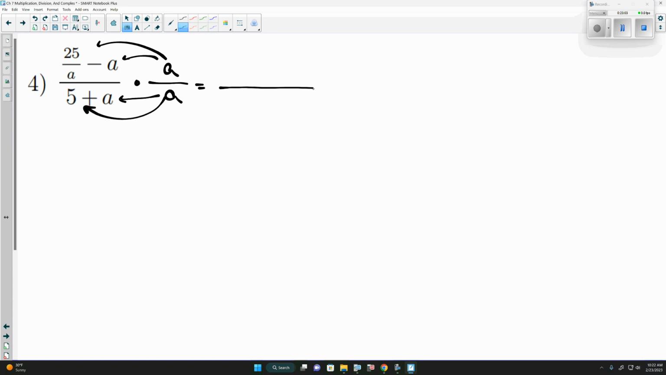And if we distribute this, A times 25 over A is 25A over A, which will simplify to just 25 minus A times A is A squared. The denominator, A times 5 is 5A. A times A is plus A squared. Now we can simplify the numerator. The A over A simplifies, giving us 25 minus A squared over 5A plus A squared.